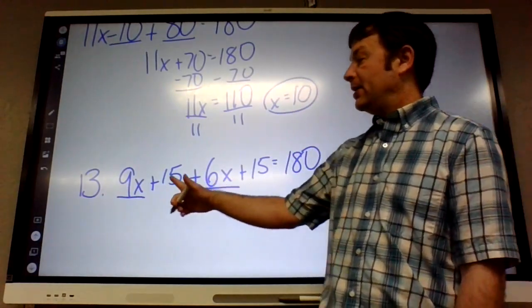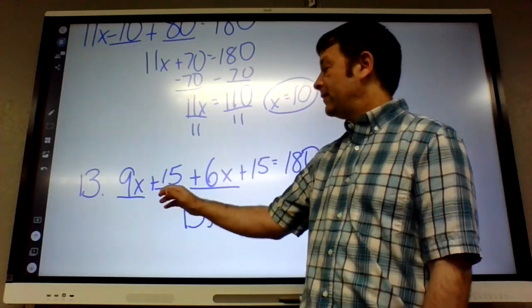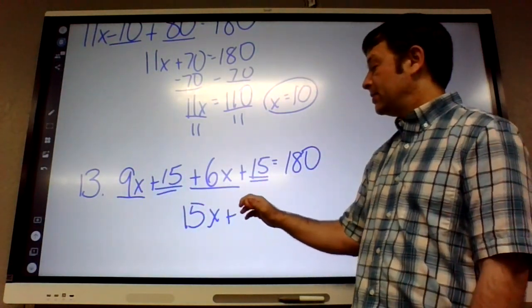Clean up the left side. 9x plus 6x goes together. And 15 and 15 add together.